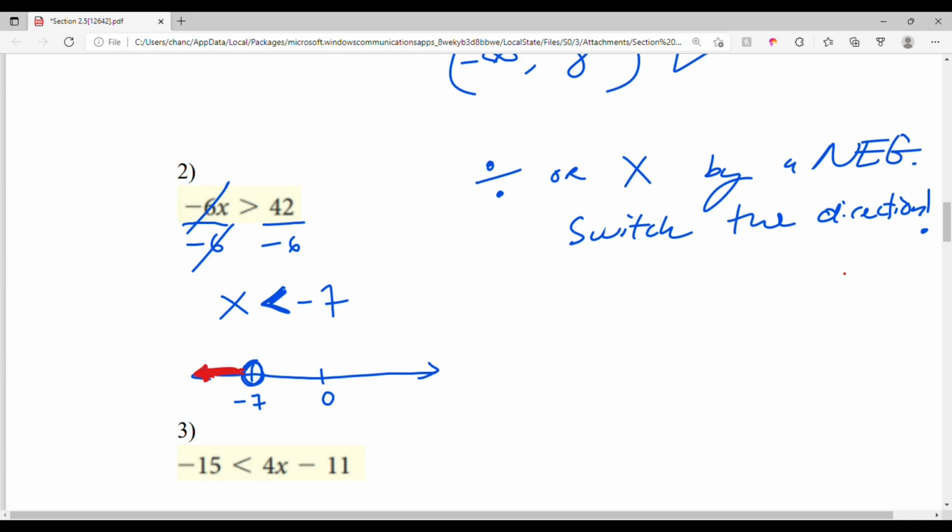My interval notation is negative infinity, comma, negative 7, with a parenthesis. This is an open circle. We always use a parenthesis. And since it heads towards negative infinity, we have a parenthesis on that side as well.